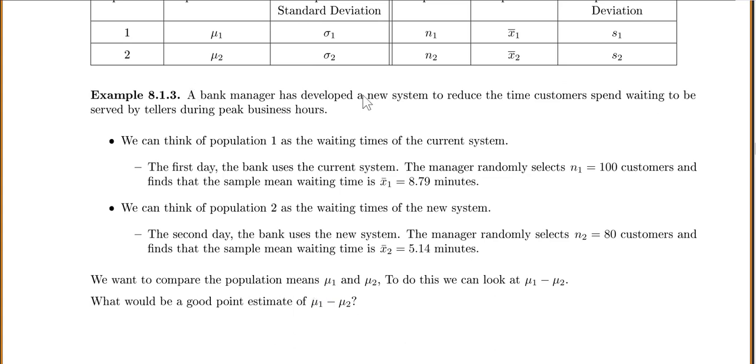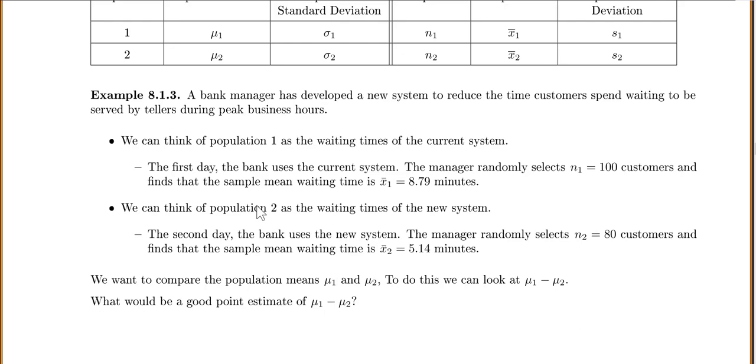In this example, a bank manager has developed a new system to reduce the time customers spend waiting to be served by tellers during peak business hours. We can think of population 1 as the waiting times of our current system. So the first day, the bank uses the current system. The manager randomly selects 100 customers. Notice I write N1 for our first day. And finds the sample mean waiting time is x bar 1 equals 8.79 minutes.